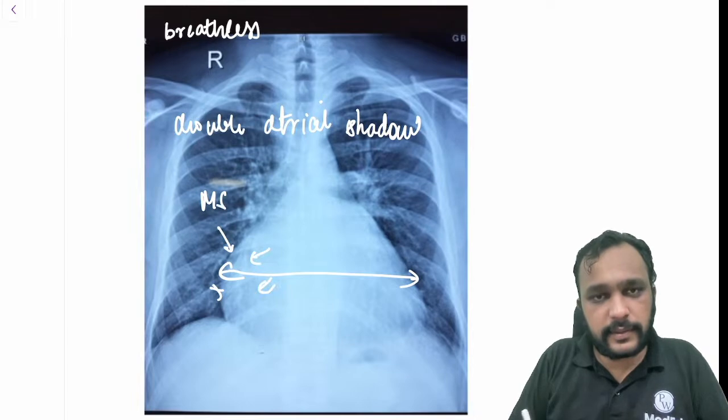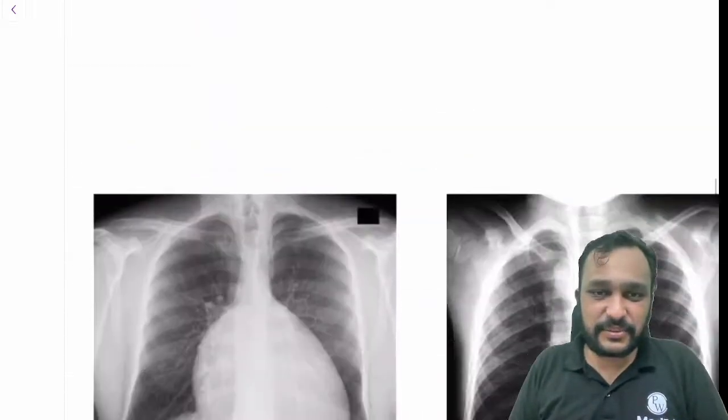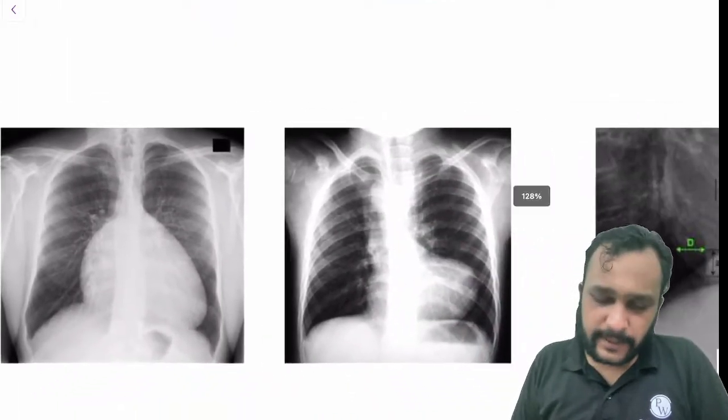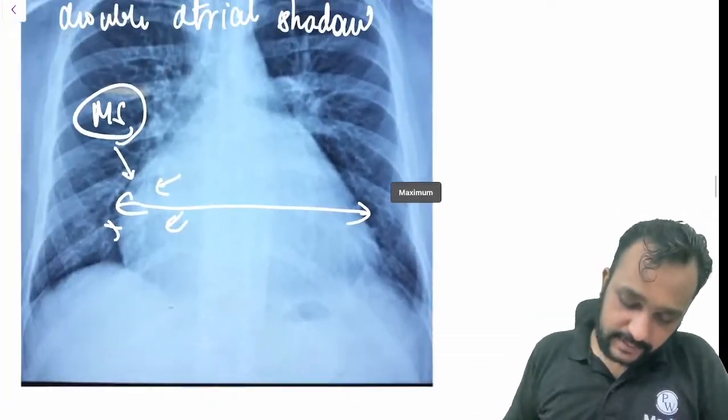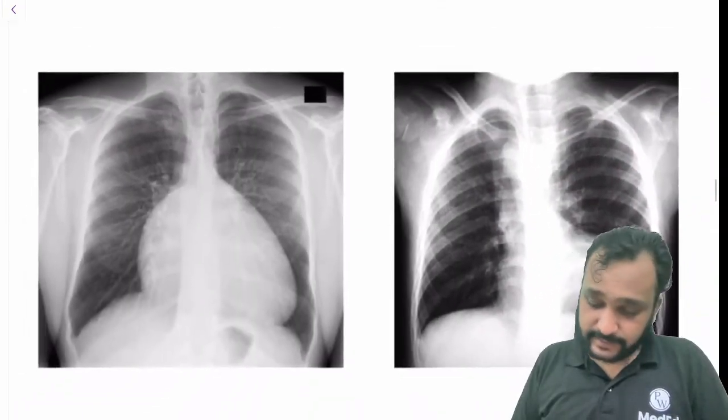This is seen in patients with mitral stenosis, right? Now this was about the mitral stenosis or left atrial enlargement. You are going to get this double density sign.